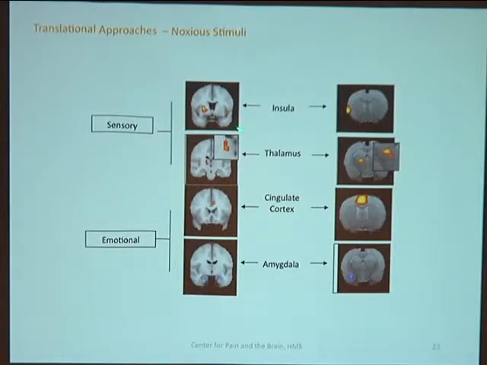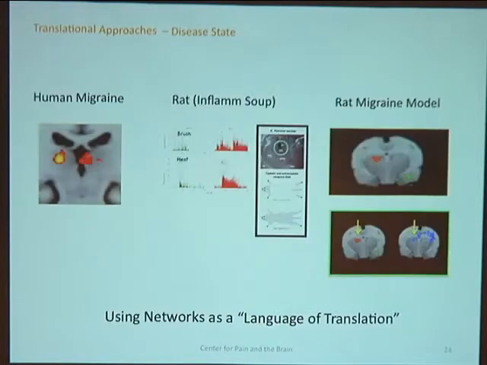So here's noxious heat activating similar receptors, both mammalian receptors, but producing activation that correlates for region, that correlates for sign. In other words, there's a decreased signal versus increased signals in the cingulate, decreased in the amygdala, also decreased in human and animals in the accumbens. We can also show changes in disease states.